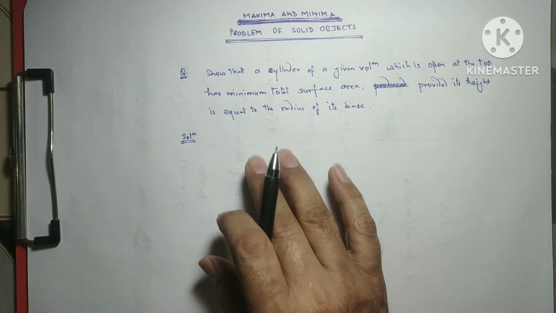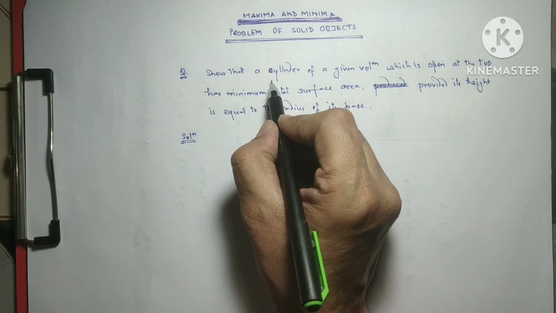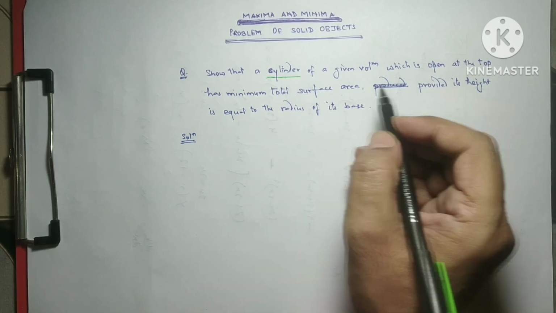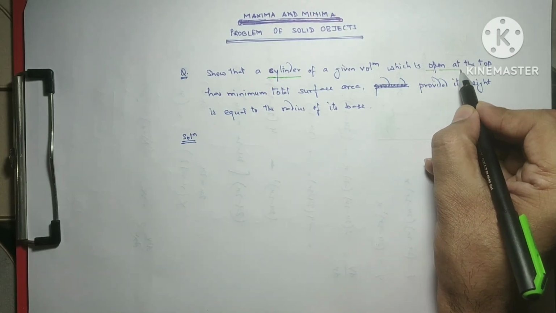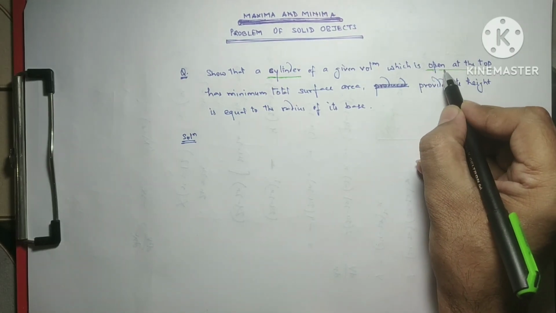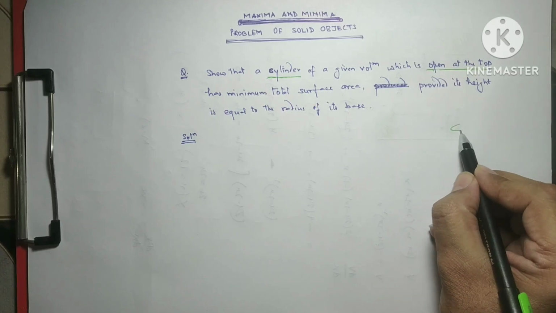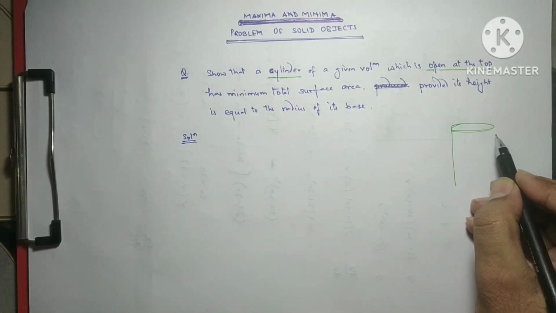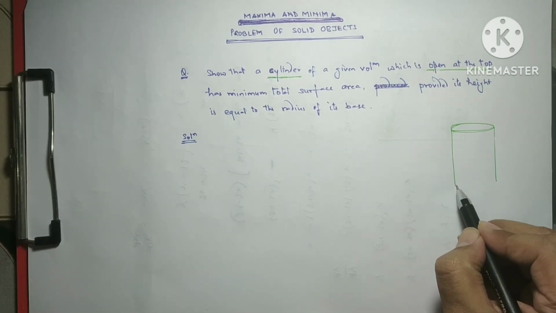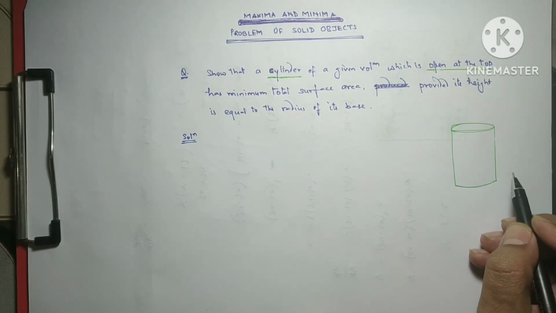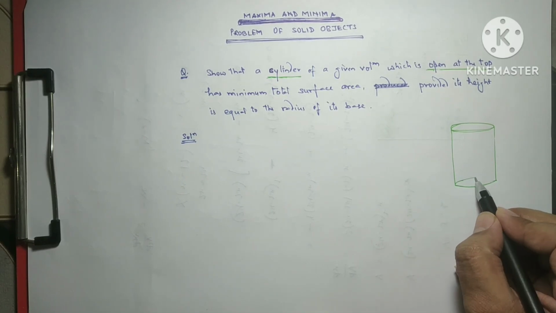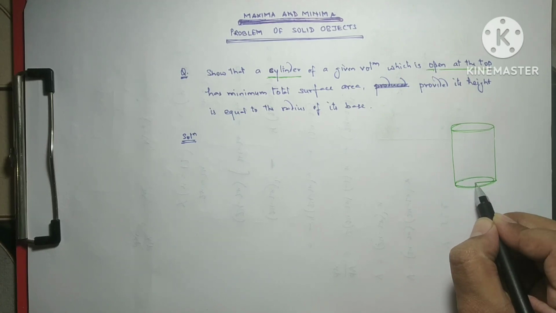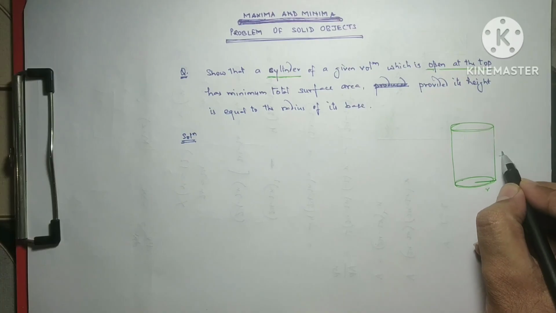So right now we are taking this question in which the 3D object is a cylinder, and this is open at the top. So it is just like we have an open cylinder, and let us consider the radius of this cylinder is r and height is h.